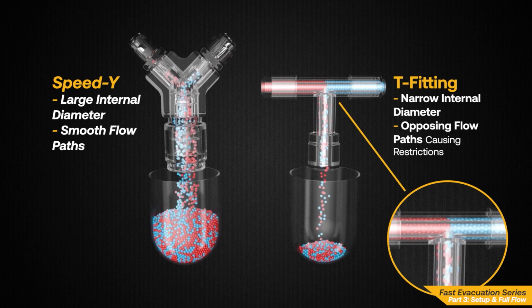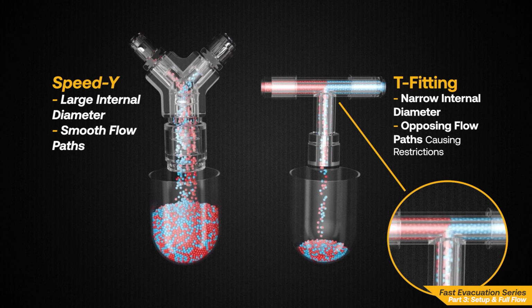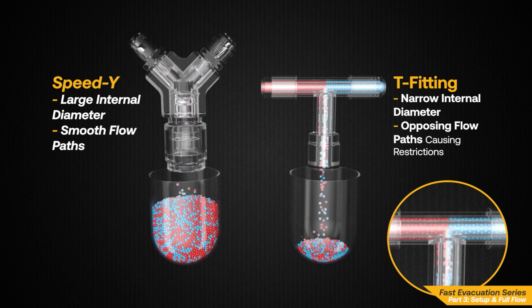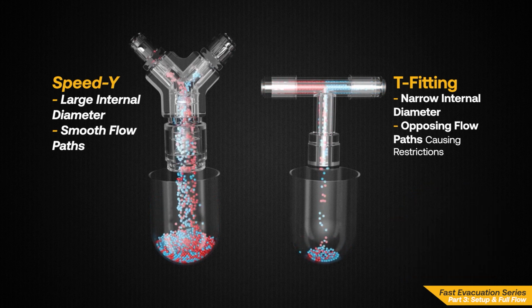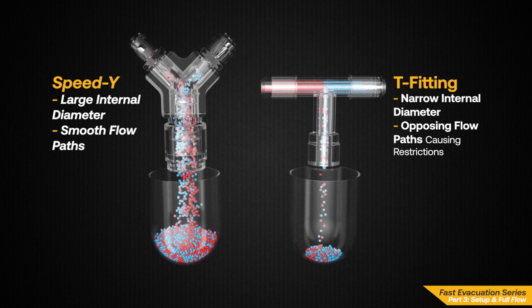Like manifolds, T-fittings fall victim to turbulent flow. This creates flow paths that are directly in opposition to each other. With a Y-fitting, the flow paths are able to merge together seamlessly without creating turbulence or flow restriction.